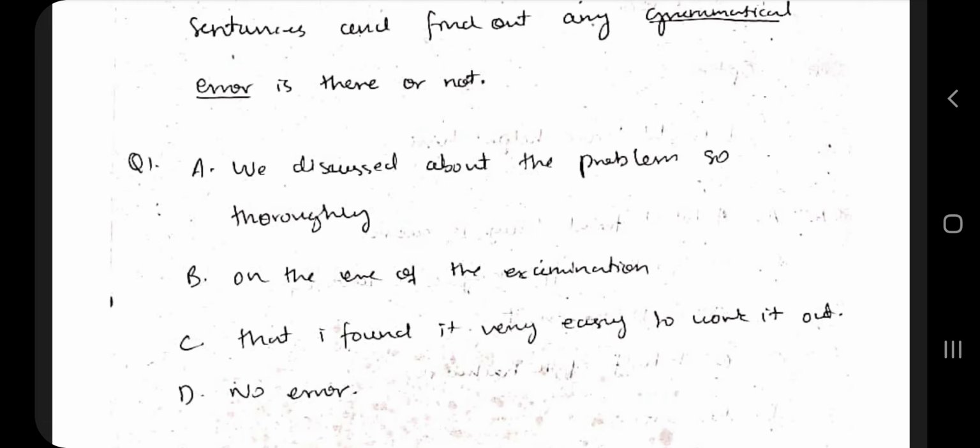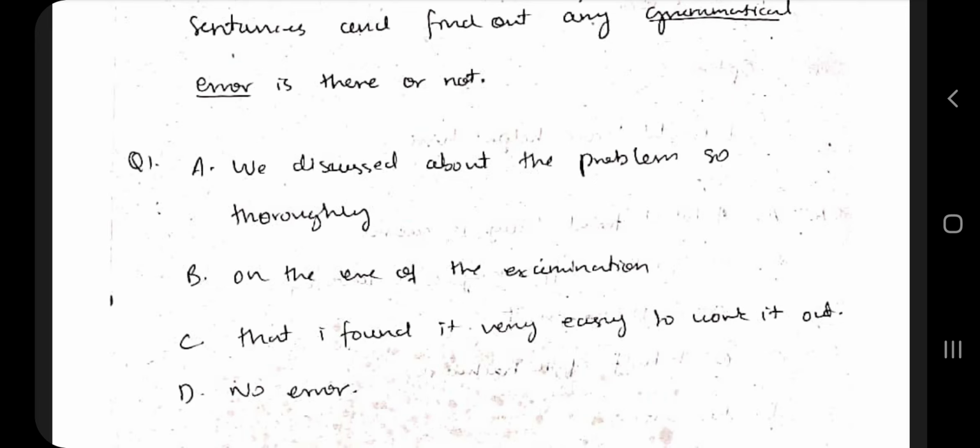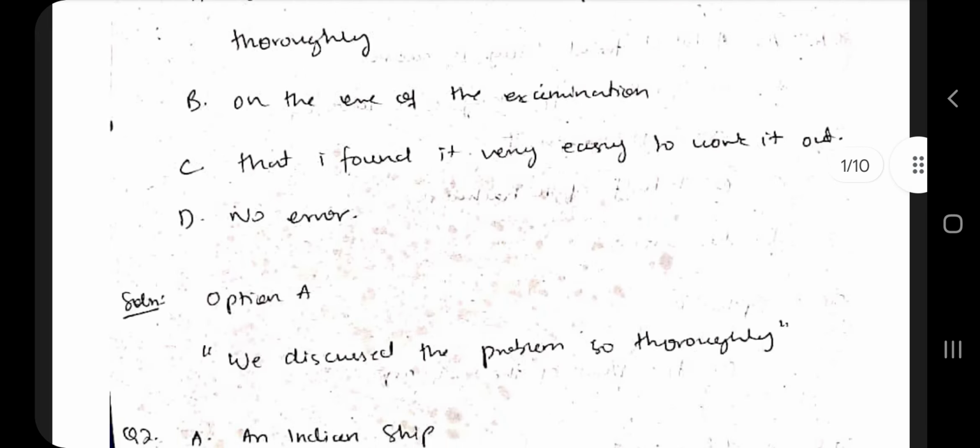Option A is, we discussed about the problem so thoroughly and on the eve of the examination that I found out it easy to work it out, and D, there is no error. To answer this type of question, the only way is to practice more questions. Here the correct answer is option A, because about is an extra word. We discussed the problem so thoroughly is the right answer.